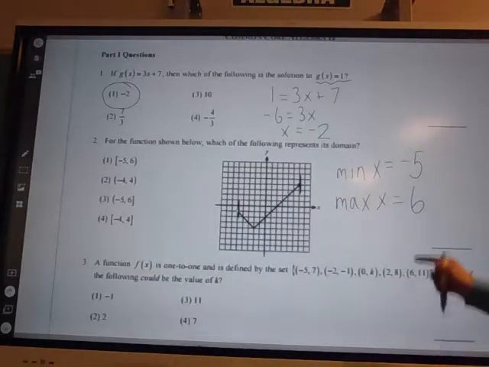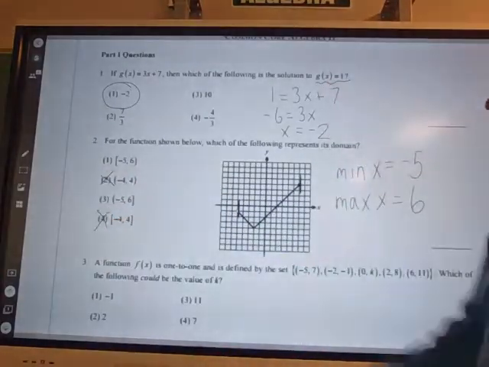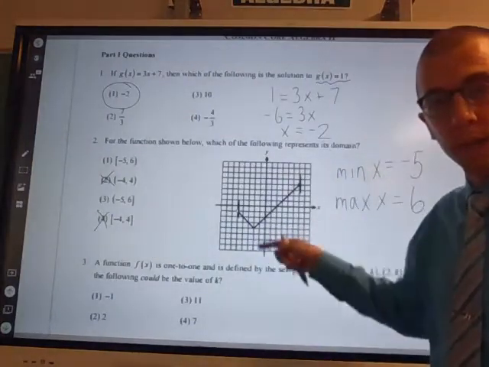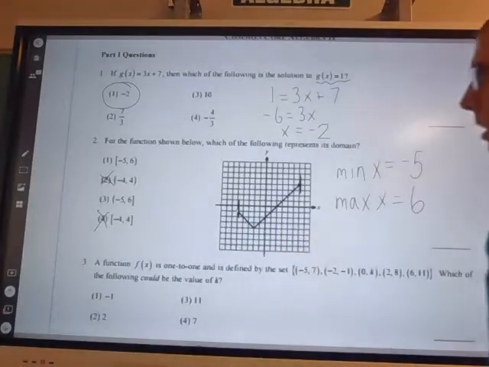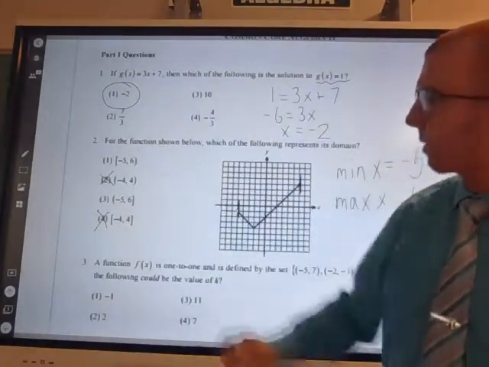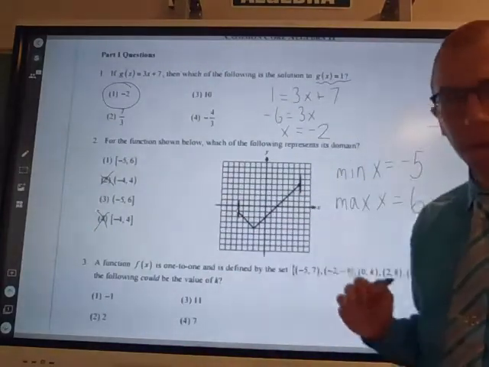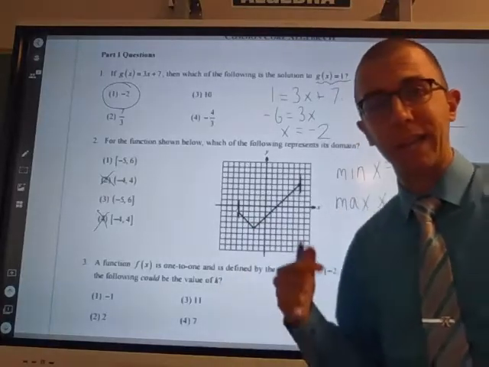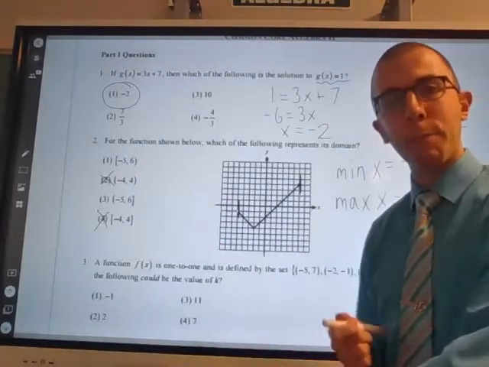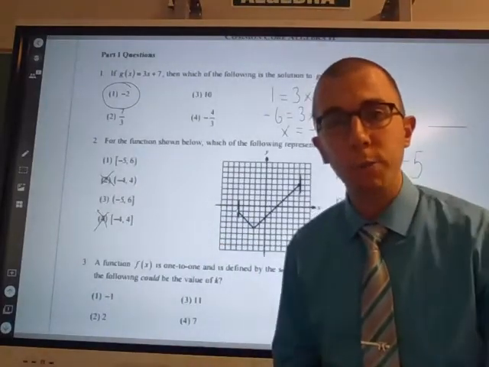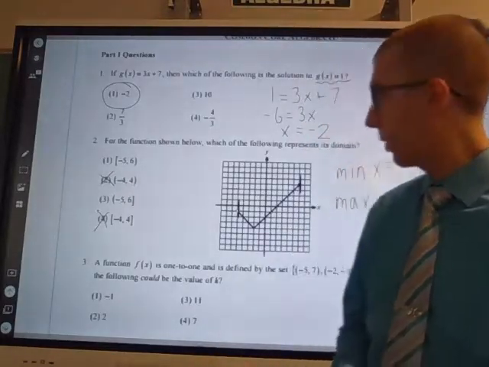All right, so we're focused on either choice 1 or 3. Negative 4 and 4, those were range values, only up and down. But we're going left to right with our x as our domain. So we have negative 5, 6 or negative 5, 6. What's the difference between those? Well, our first one has a straight bracket around negative 5 and a curved bracket, or parentheses, around 6. And choice 3 is the opposite of that. One of those brackets means a value is included, and one of those brackets means a value is not included.